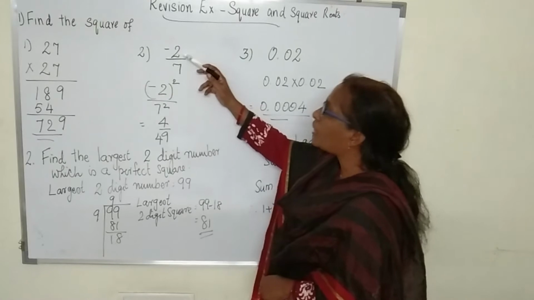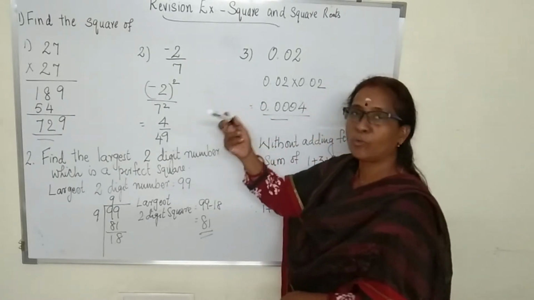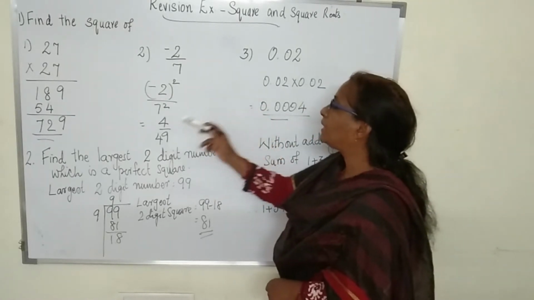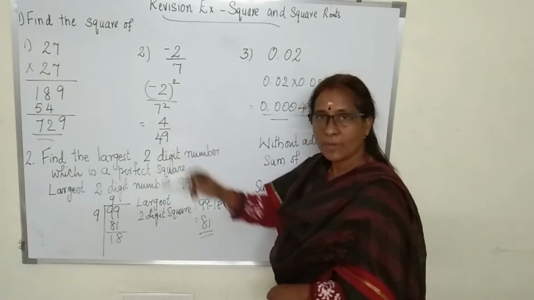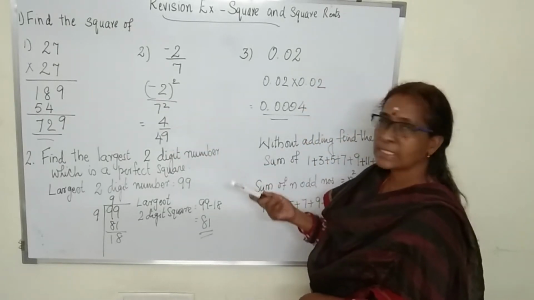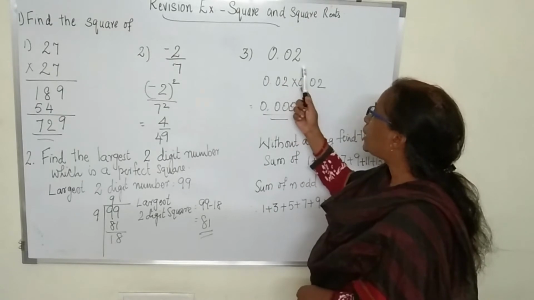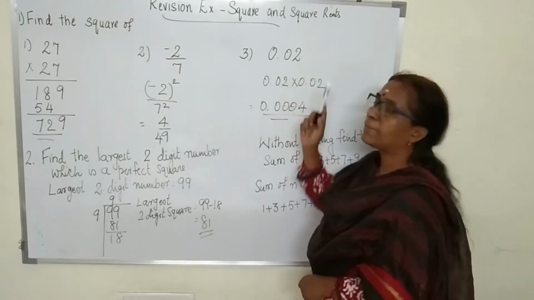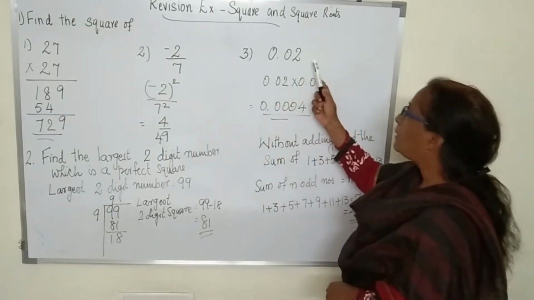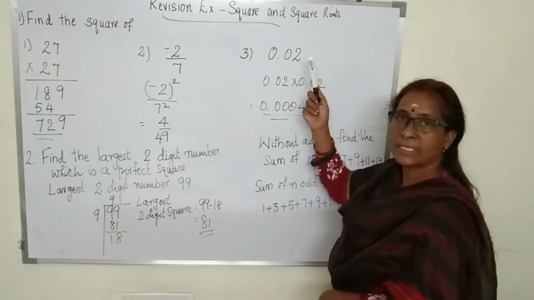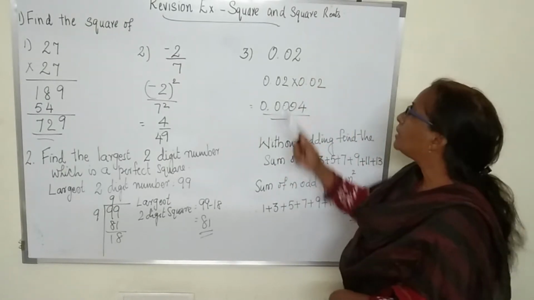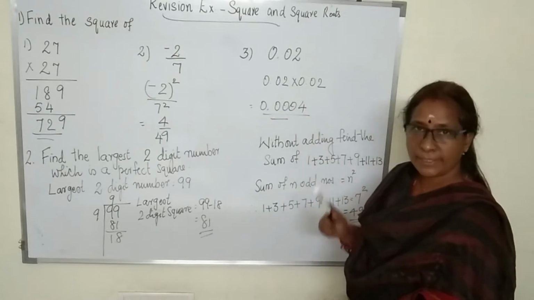Similarly, if you find the square of 2 upon 7 or 2 upon minus 7, whatever it is, the square will always be positive. And the next type of question is the square of a decimal number. So whenever you multiply a decimal by another decimal, you know what you have to take care of: the total number of decimal digits.